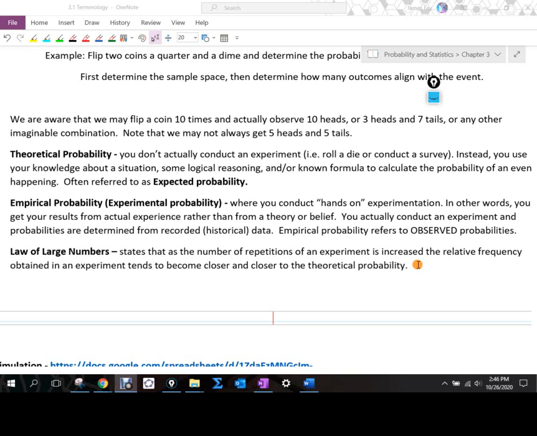But we know that if we're doing that on our own, it could happen. But theoretically, we should get 5 and 5. Okay? Theoretical probability a lot of times is referred to as expected probability because that's what you expect, right? If I flip it 10 times, you expect to get 5 and 5. Okay? Doesn't necessarily happen, though.